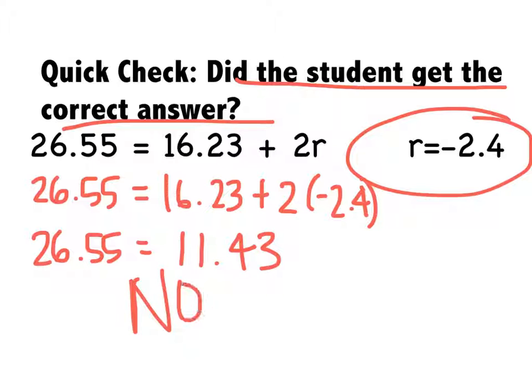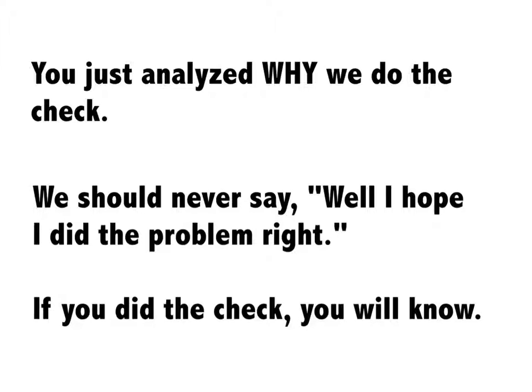That's a no because the two sides of the equation are not equal. So if this happens when you're doing a self-check, you need to make sure that you go back and look at your original work to see where you went wrong because this is an indicator the answer you have is incorrect. So once again, we just looked at why we do the check process after solving an equation. We should never say, well, I don't know, hope I got the problem right, because if you do the check, you'll know for sure.